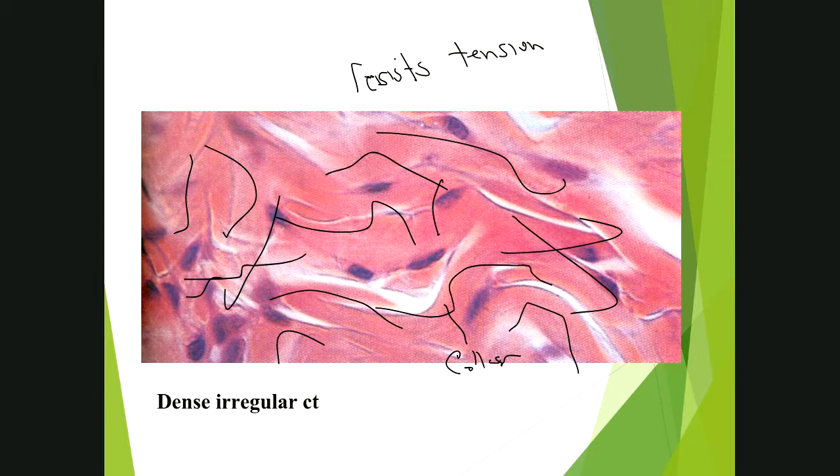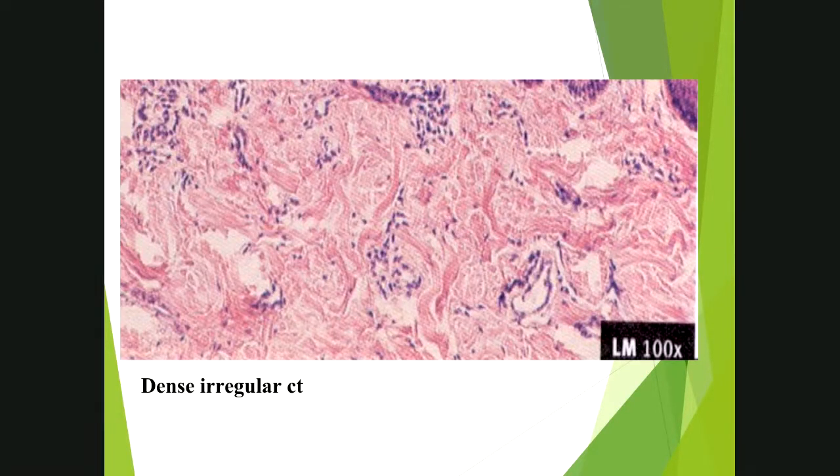Now, skin is not as strong as a tendon because dense irregular is not as strong as dense regular. So it's easier to tear skin than it is to tear a ligament or a tendon, but it's still strong. Any questions about any of that?